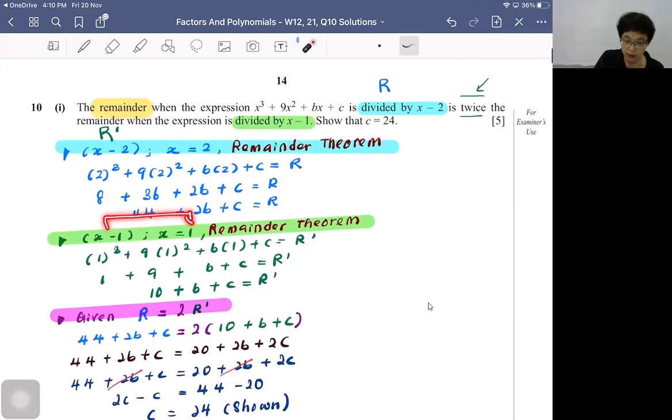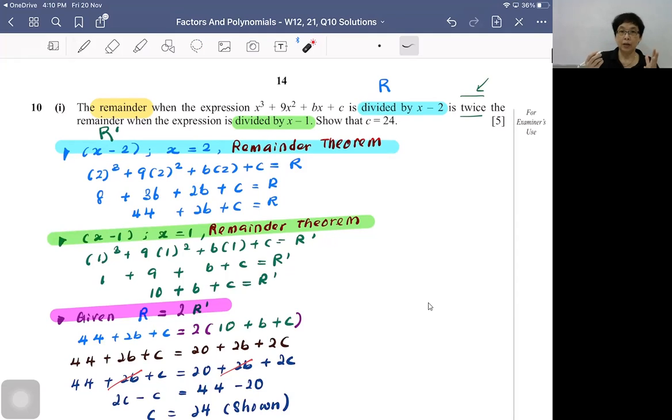Then we draw out the x value. Yes, you notice again the opposite sign of the x value. We have x equals 1. Substitute that again into the x positions respectively, and that's what we have done exactly. 1 cubed plus 9 times 1 squared plus b multiplied by 1 plus c equals R prime.